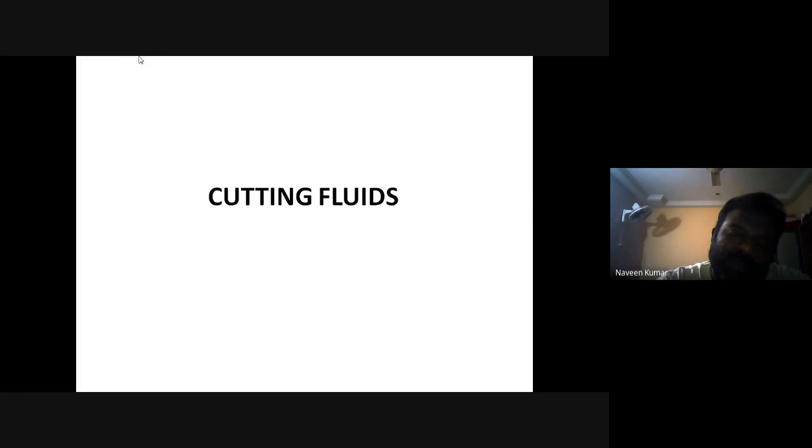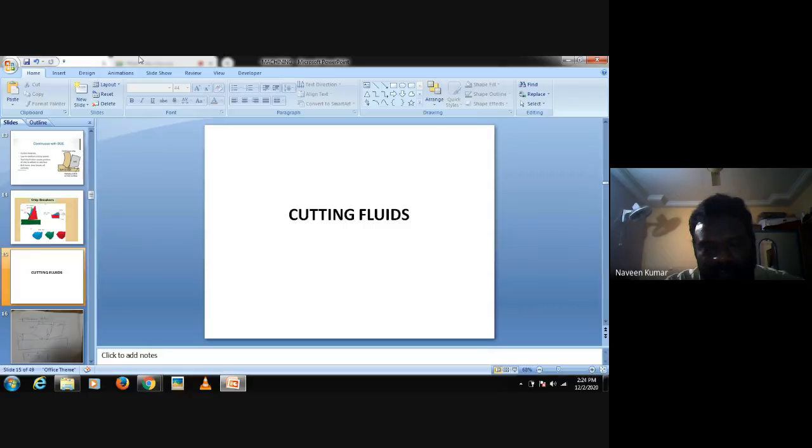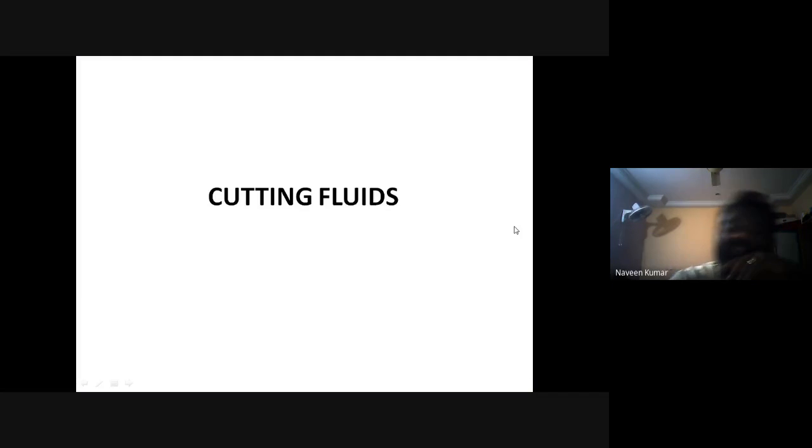The desirable properties of cutting fluids are: first one, should act as coolant, should act as lubricant.